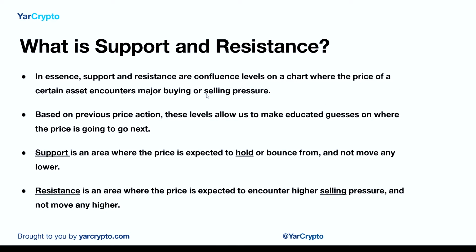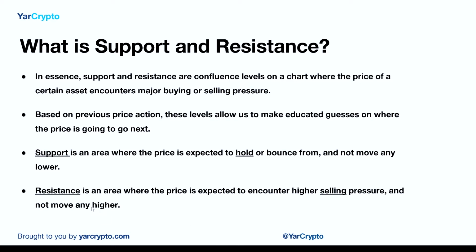Based on previous price action, these levels allow us to make educated guesses on where the price is going to go next, based on history and what the price did on previous occasions as well. Basically, support is an area where the price is expected to hold or bounce from and not move any lower. And resistance is an area where the price is expected to encounter higher selling pressure and not move any higher.